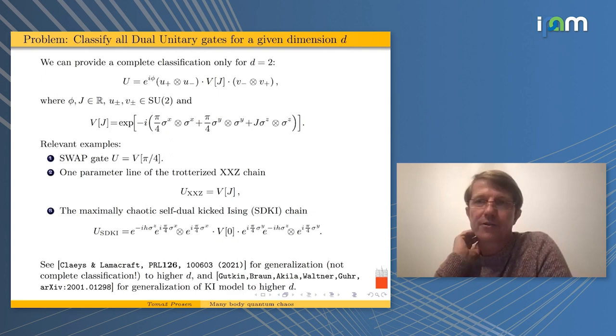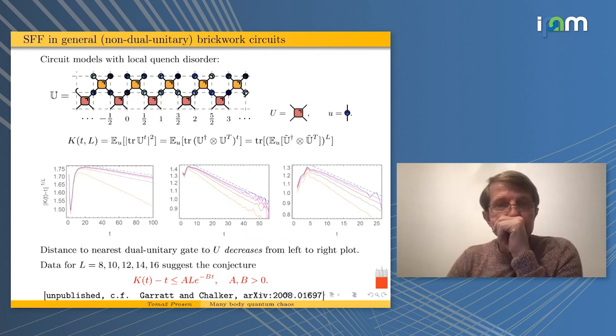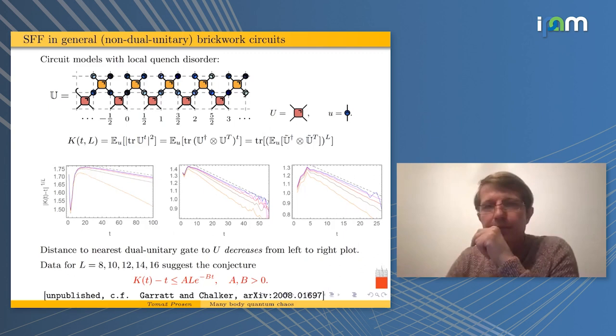Okay, so now I'm going to skip that. This is one slide on what we can do in general. We cannot do much, just some numerics and some conjectures, so I'm going to skip that. And that's, of course, a million-dollar question, because if we could control what we can do with this for generic circuits, we could maybe make some exact handles on phenomena like MBL, but of course it's beyond reach at the moment.